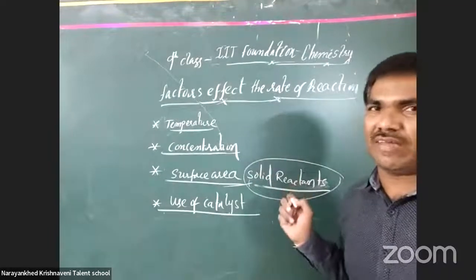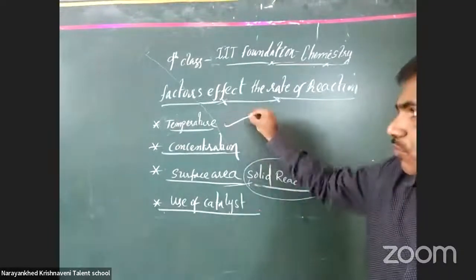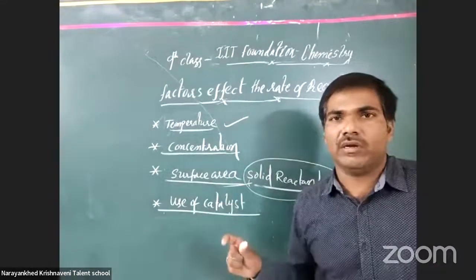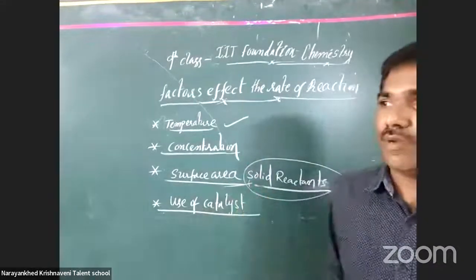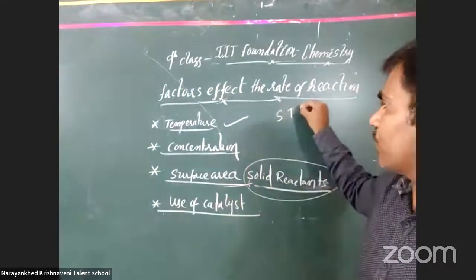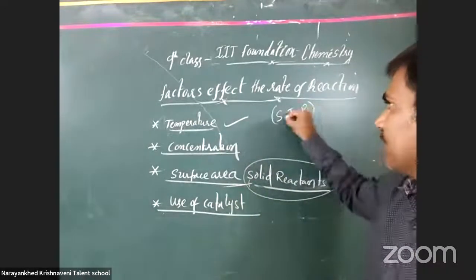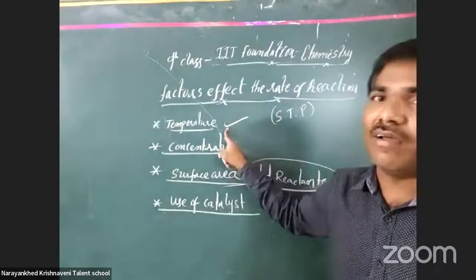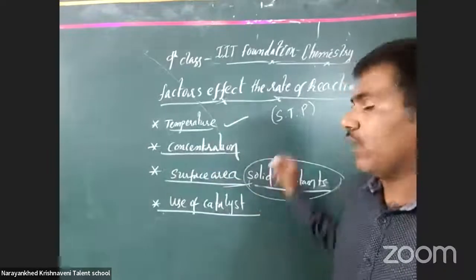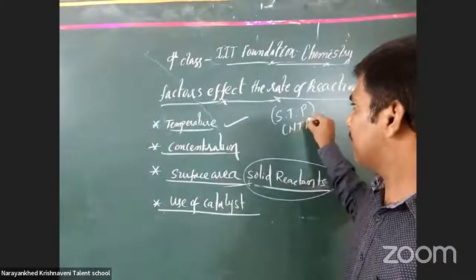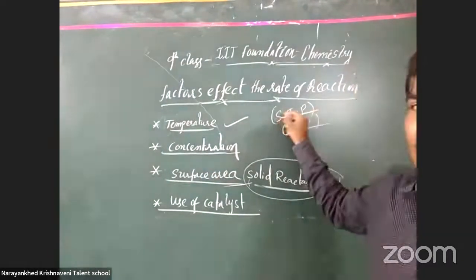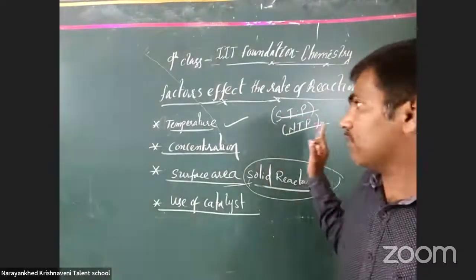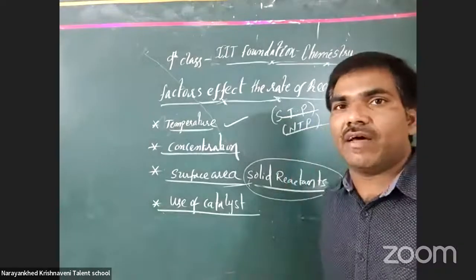Let's come first to temperature. Temperature plays the main role here. We must take standard temperature, and pressure is also given, as pressure plays a main role too. There are NTP and STP, especially for the gases involved in a chemical reaction, which are affected by STP and NTP.